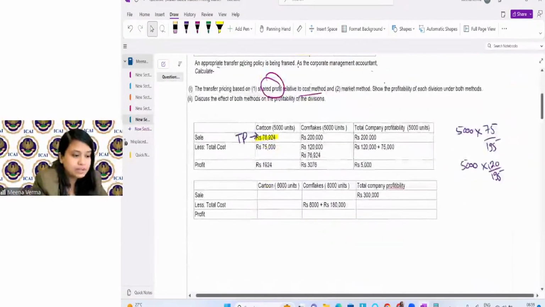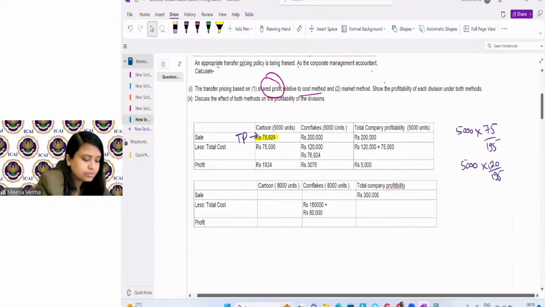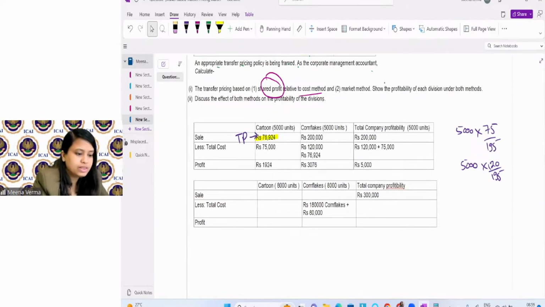$80,000 and 1,80,000. These are the total costs we are incurring. Writing it the way we have written above. So these are the two costs. One is for the cornflake and another one is for the cartons, right? I can write it here. This is for cornflakes, and this is the cost for the cartons.